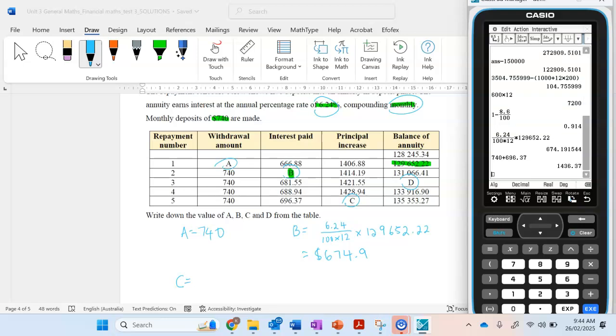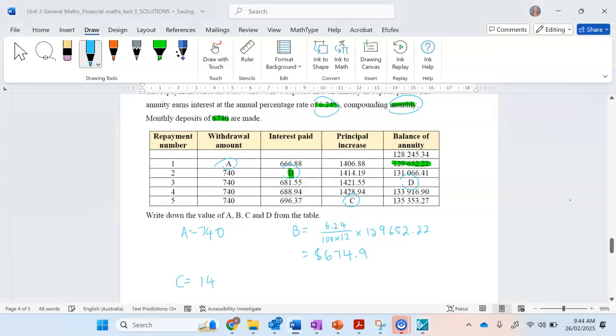And we kind of want it similar to the previous one. So 1436.37. And it won't be the same because your interest rate is going to be different.